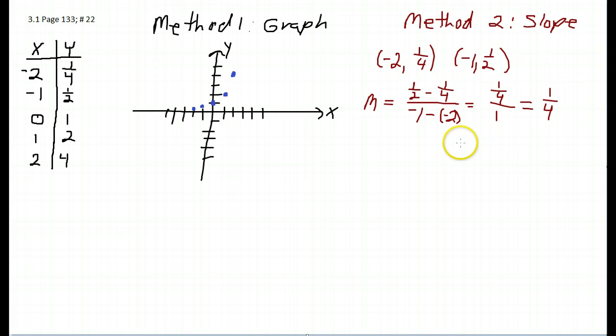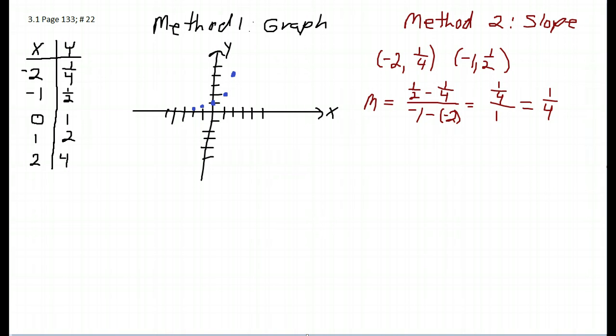Now, if my slope for any of the other points is 1/4, and I keep trying them over and over, like the first 2 and then the second and the third point, then try the third point and the fourth point and the fifth point, if every one of them gives you the same slope, then it is linear, because no matter where you are on a line, the slope is the same.